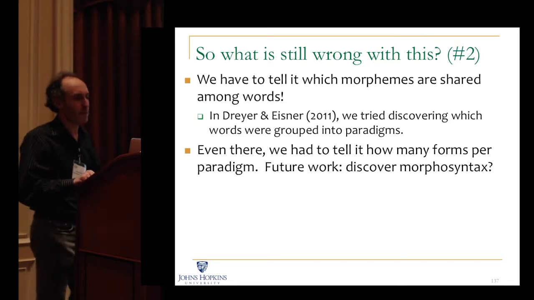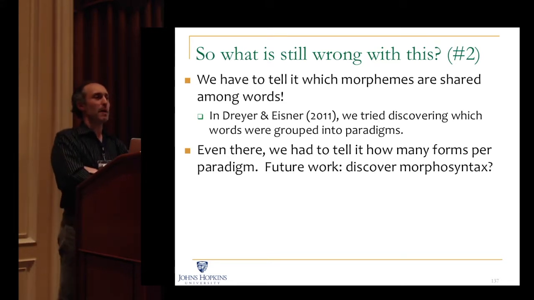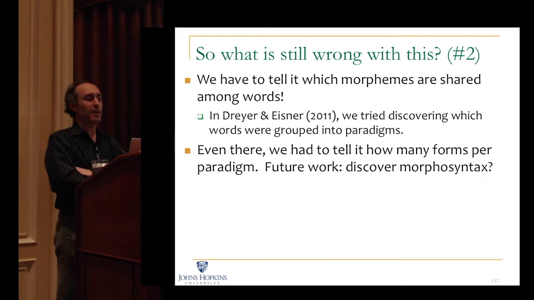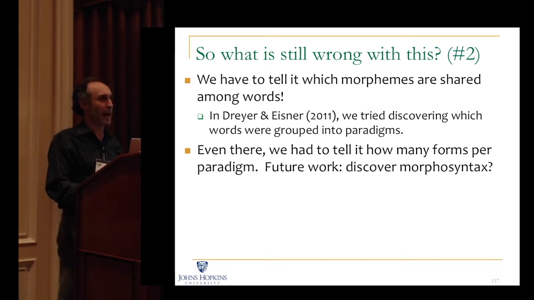So even there, we still had to tell the system how many forms we had per paradigm. And so in future work, it would be really nice to learn the morphological structure of the language: which features are expressed in which syntactic contexts and why they're expressed, which morphological features are fused into morphemes.